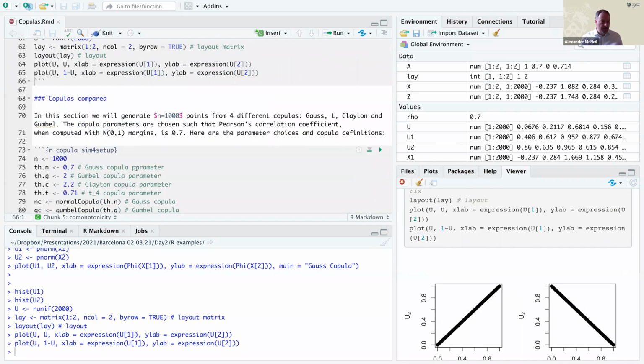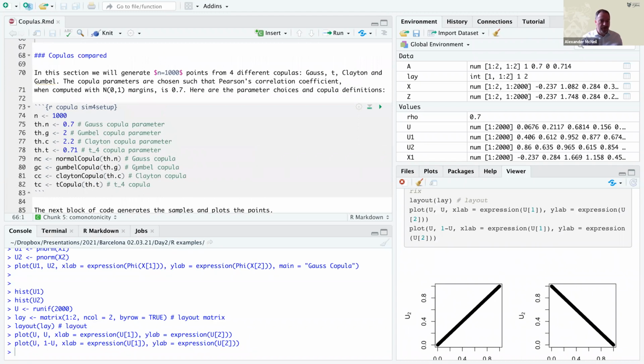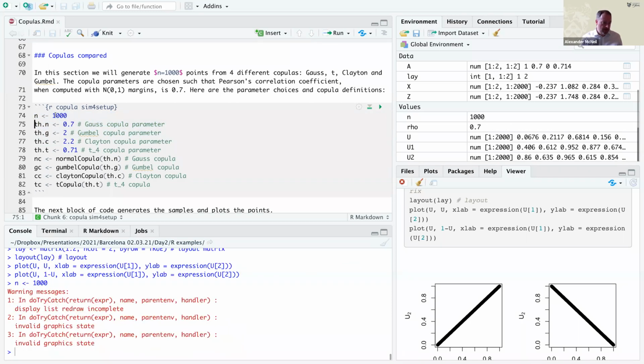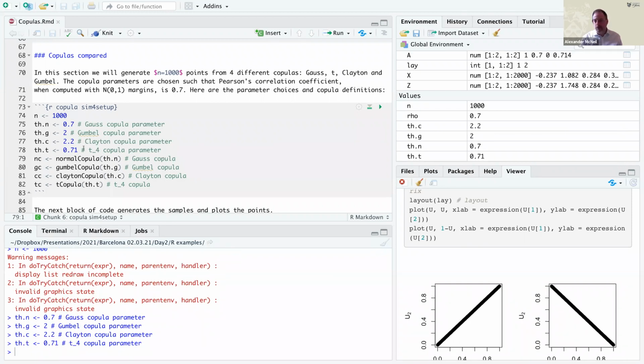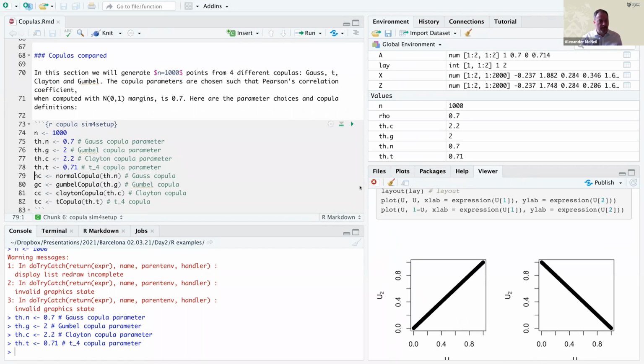Right, that's comonotonicity. Now, how can you generate points from copulas? You don't have to write your own code to do this. In the copula library, first of all, I'm going to ask for 1,000 points. Don't worry about those warnings. I'm going to choose those copula parameters that I mentioned earlier. So for the 4 copulas, I'm going to recreate the example that I had in my slides. And I use commands here in the copula library.